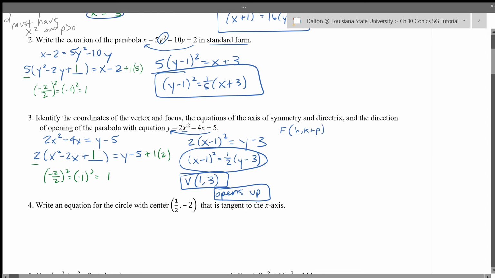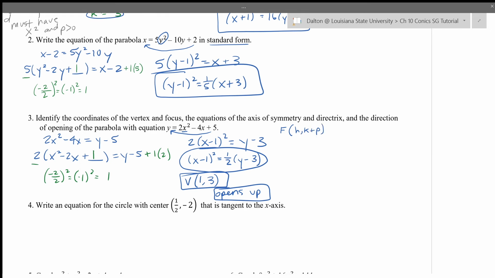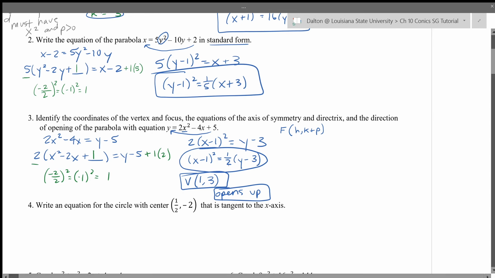So in order to find that, we need to solve for p. As the standard form of the equation is written, we don't know what p is, but we do know that the coefficient of the binomial on the right side is equal to 4p. So if 1/2 is equal to 4p, I can divide both sides by 4, or think about it as multiplying both sides by 1/4, which might be a little bit easier. 4 times 1/4 is 1, it cancels. 1/4 times 1/2 is 1/8.